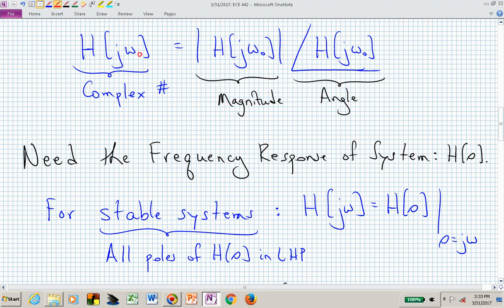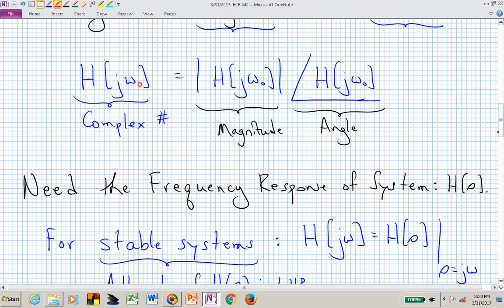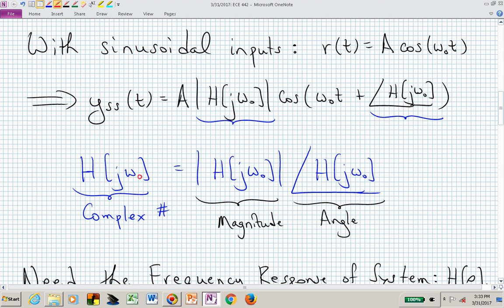And again, as long as we have a stable transfer function, or all the poles of H(s) in the left half plane, we can make this substitution for s, replace every s with jω, and find this complex number, which will now be H(jω₀). If we find the magnitude and the angle, or rewrite that complex number in polar form, we can use that information to show how the original sinusoid or cosine waveform that we excited the system with gets modified by the system to produce the output in the sinusoidal steady state.